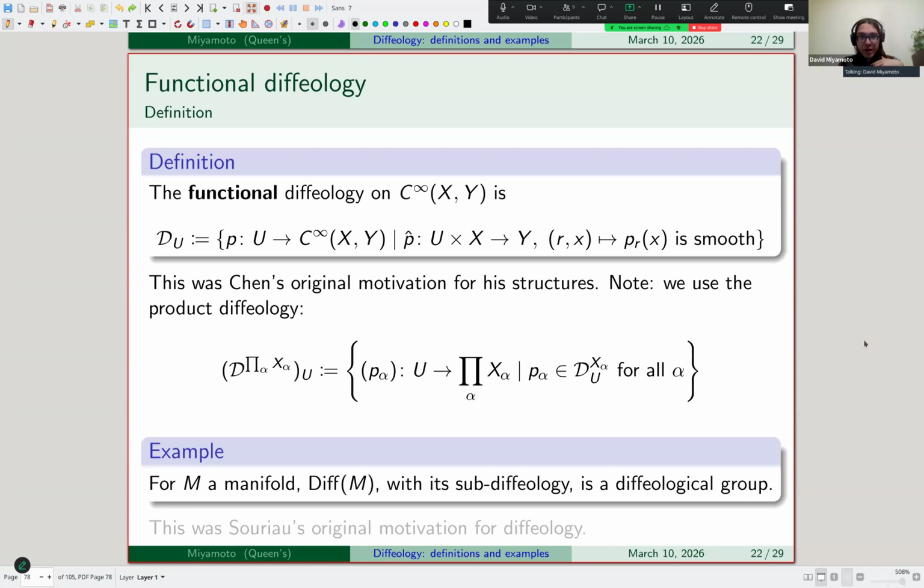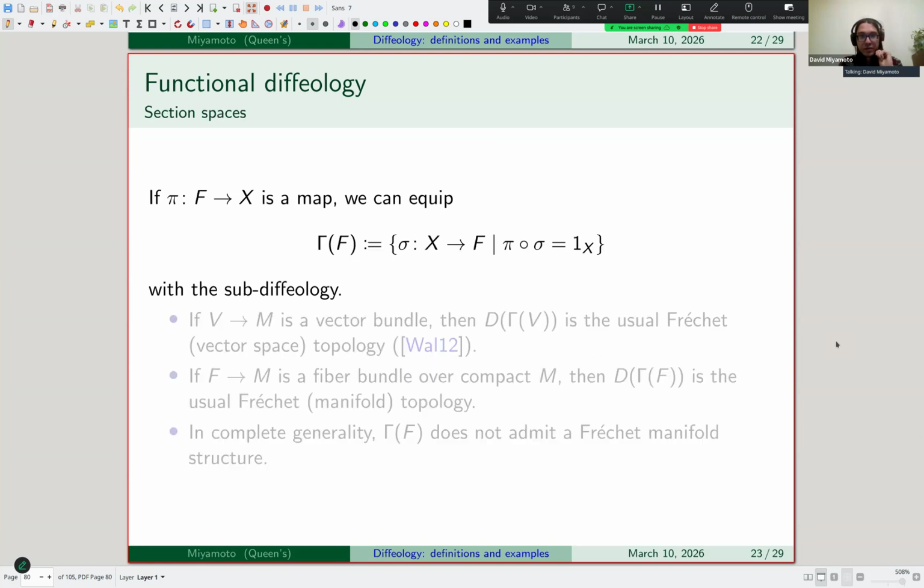Using the functional diffeology, we, for example, have a diffeological structure on Diff(M) for any manifold M, compact or not, by giving it the subspace structure from that mapping space. And this is a diffeological group. One can show that the inversion is also smooth. That was Souriau's original definition. He wanted to capture these diffeomorphism groups without so much functional analysis.